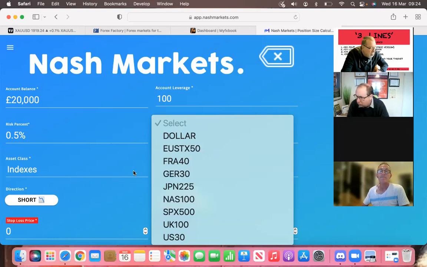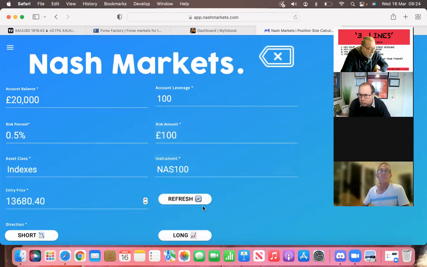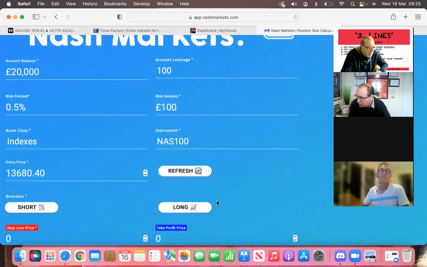So if I choose NAS 100, it gives me the current price. You need to refresh that just to make sure it's bang up to date. So I'm now working on NAS 100. I'm looking for a 0.5% risk, and I know my entry price. I don't know why it asks you to define long or short. Well, yes, I do know why.